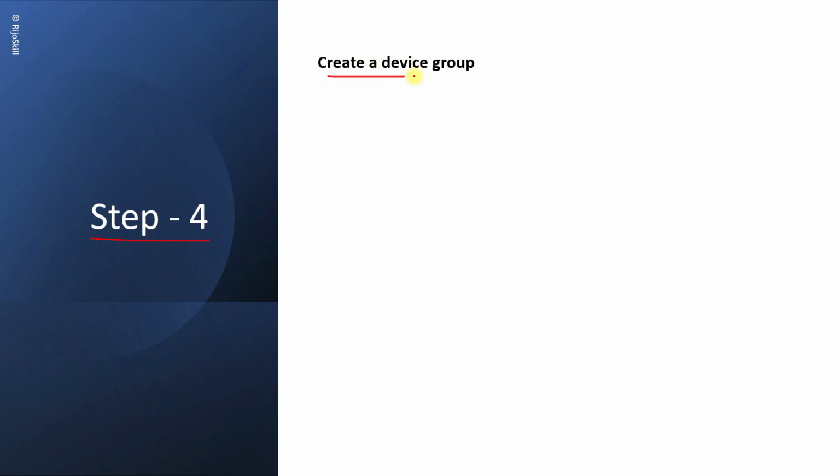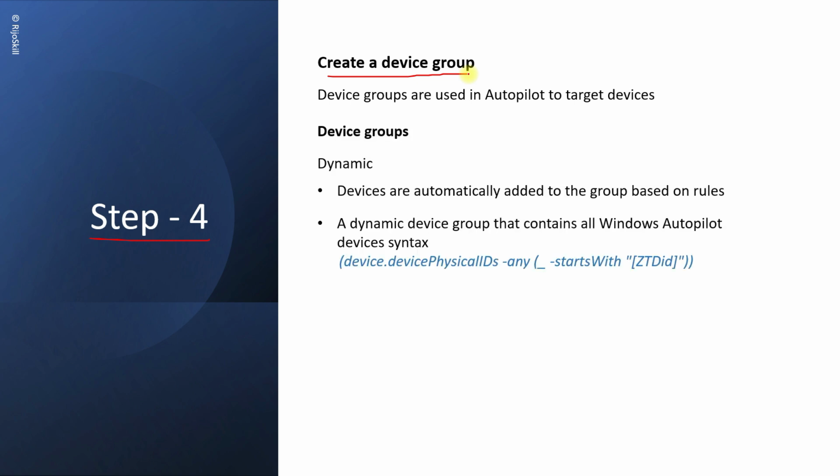Step 4, create the device group. Then we need to create one device group. Device groups are used by Autopilot to target the device. We can create a device group like a dynamic one, automatically. Dynamic means the device is automatically added to the group based on the rule. A dynamic device group that contains all Windows Autopilot device index. We can use this index for targeting the Windows Autopilot device.